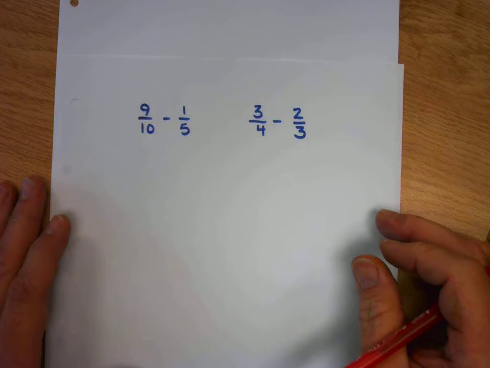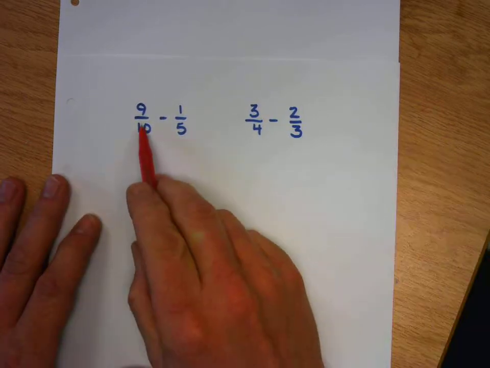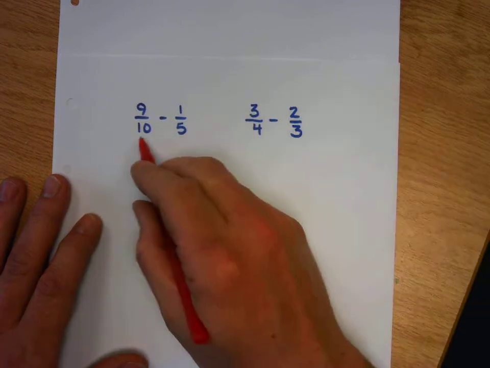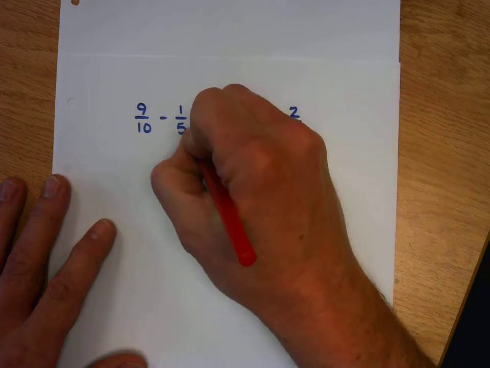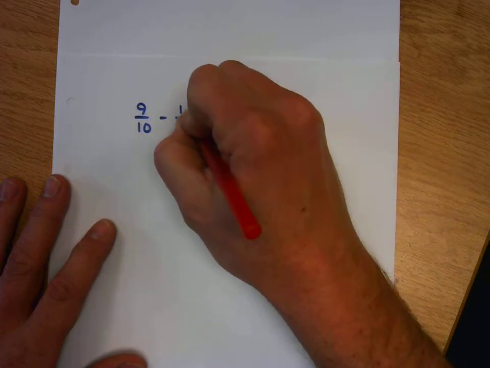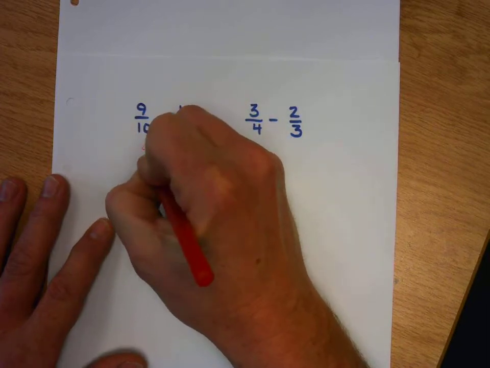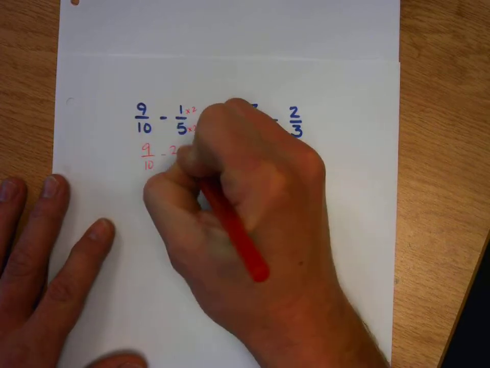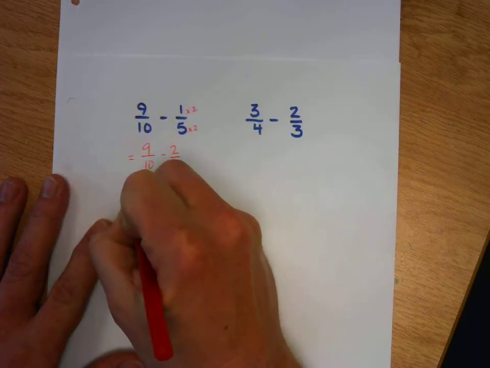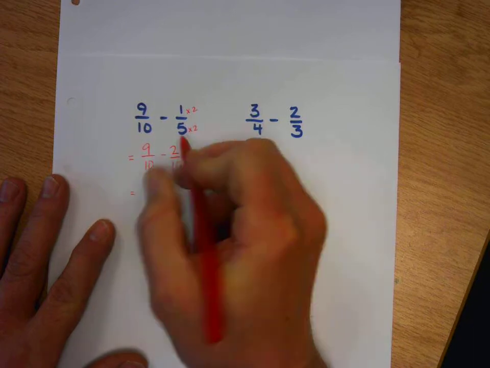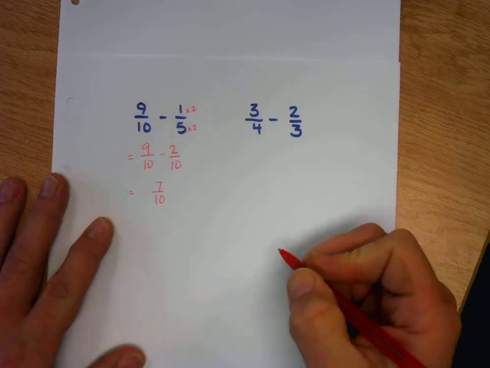Looking at a couple subtraction examples here, the same rules apply. 9/10 take away 1/5. 10 and 5 are not common denominators, so the smaller value 5 we could multiply by 2 to make it 10. And rewriting that sentence, we would have 9/10 subtract 2/10 with a common denominator of 10. 9 subtract 2 in the numerators is simply 7/10.